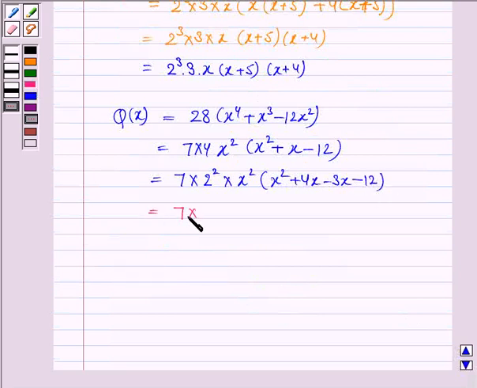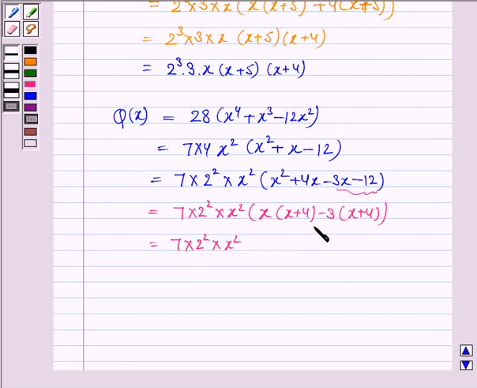We have 7 into 2 square into x square. Now taking x common from the first two terms, we have x into x plus 4. Taking minus 3 common from the last two terms, we have minus 3 into x plus 4. Again, we have 7 into 2 square into x square. Taking x plus 4 common, we have x plus 4 into x minus 3. We have 7 into 2 square into x plus 4 into x minus 3.